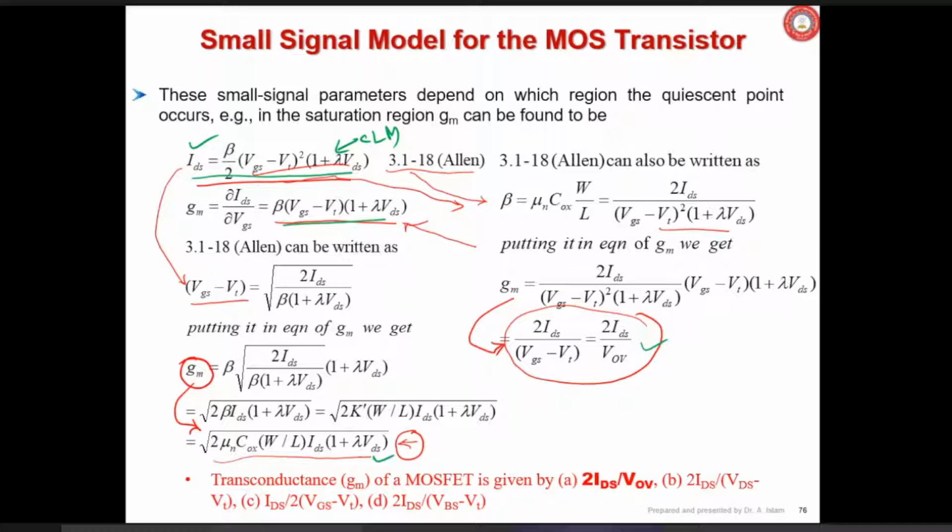GM can be expressed in a different way. That is the main theme of this slide. Is it understood? Don't mug up anything. You know the equation. You have to remember the linear region equation and the saturation region equation. And if you want to take CLM into account, then you have to use one additional term. So these are the fundamental things. Should I go to the next slide?